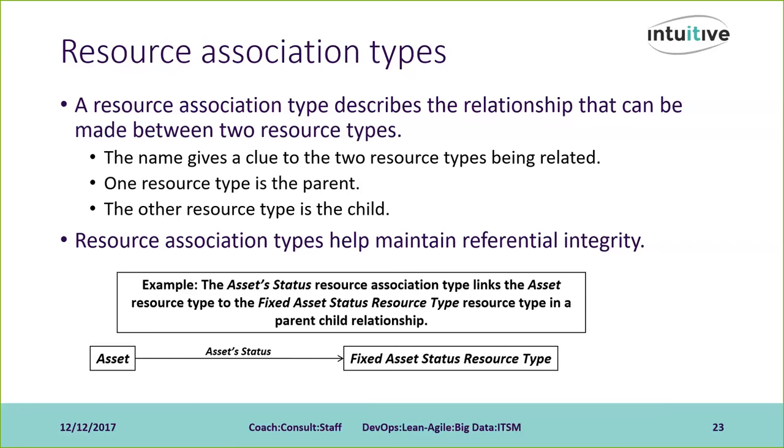Also, resource association types help to maintain referential integrity in the CMDB. In the asset status example, this means that the status associated with an asset resource is not typed in, but rather picked from a list comprised of existing statuses. So a new status resource must be created before it can be picked from the list.